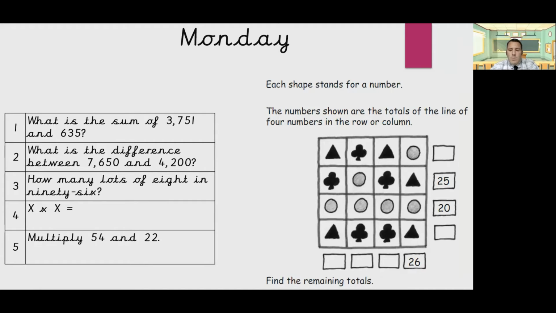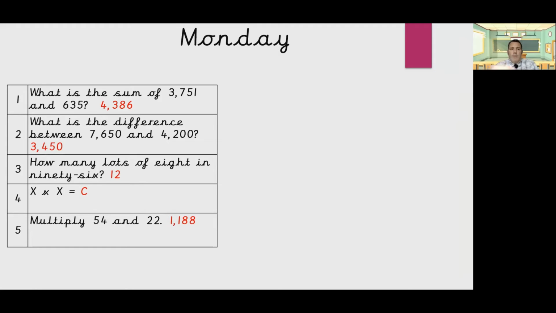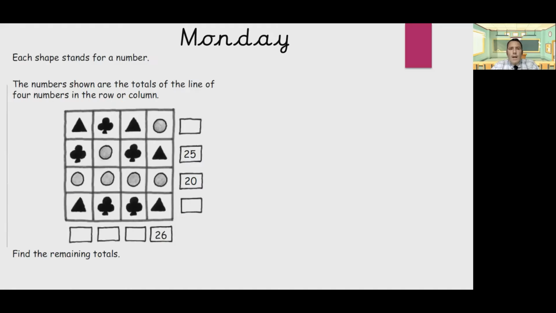Okay, how did we get on with these? Here are your answers for the arithmetic questions. Here's our reasoning question again. I'm not going to give you the answer in the video. I want you to come and tell me what the answers are. So can you tell me what the triangles, the clubs and the spots, the value of each of those are and the value of the rows? Come and find me, show me the answer and I'll tell you whether you're right or wrong.